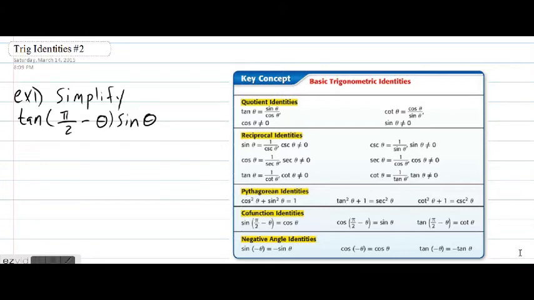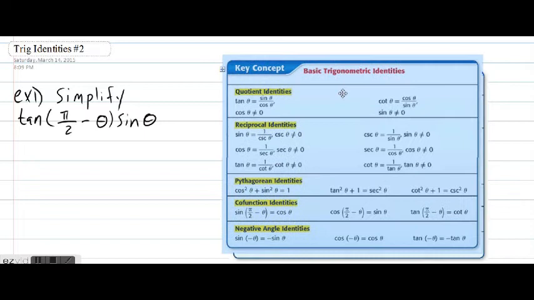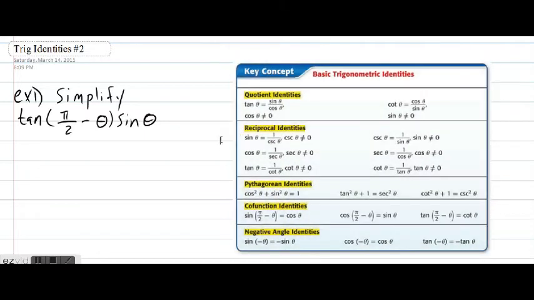So we're going to be simplifying trig identities. You've seen these basic trig identities over here on the right before. It's in the book. We're going to use that to simplify this expression: tangent of pi over 2 minus theta times sine of theta. We need to simplify this and get it as tiny as possible. We want to simplify it down.